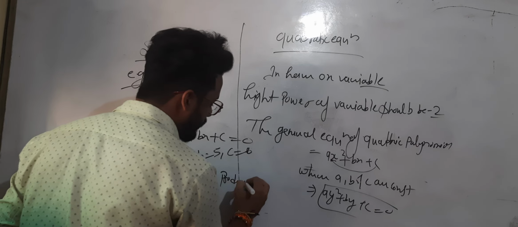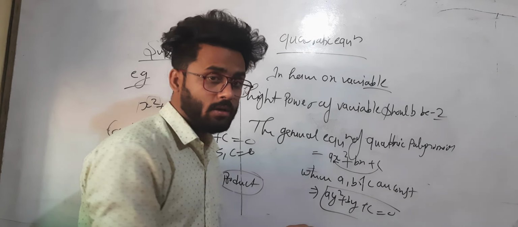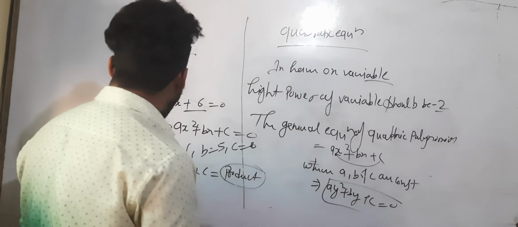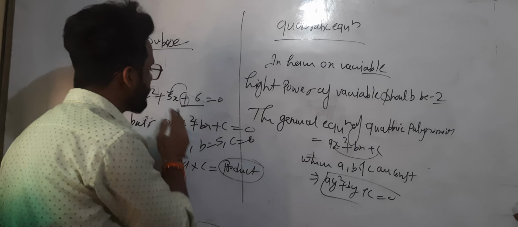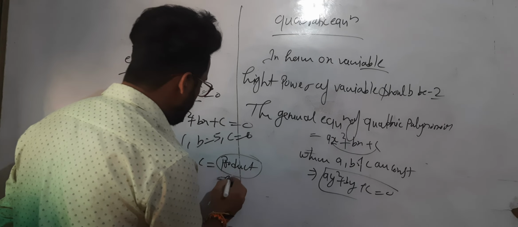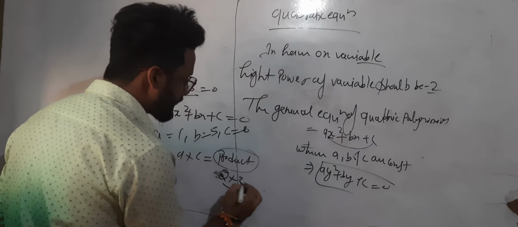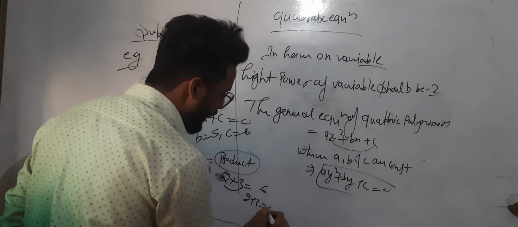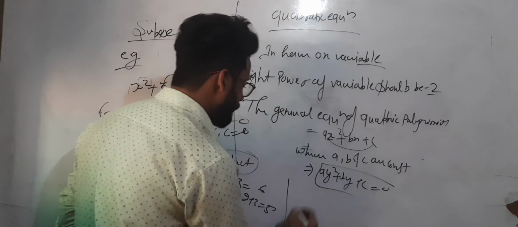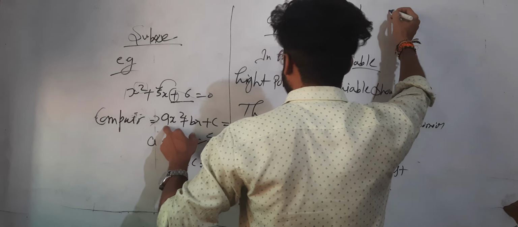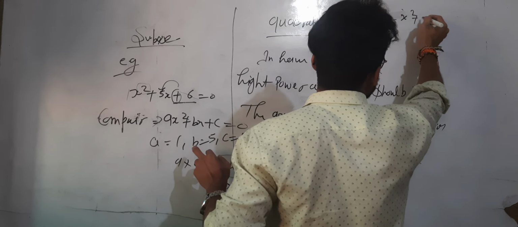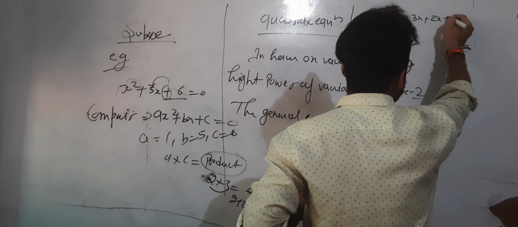You obtain the product, and we find factors of the product which add or subtract to give the middle coefficient 5, by the splitting method. So 6 is 2 into 3, and 2 plus 3 is 5. In place of 5x, you can write 3x plus 2x, so x square plus 3x plus 2x plus 6.